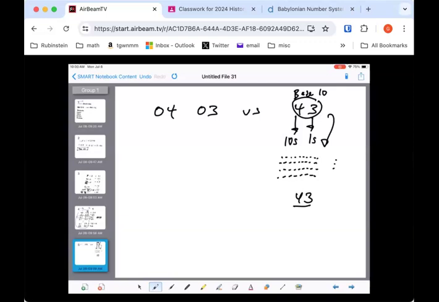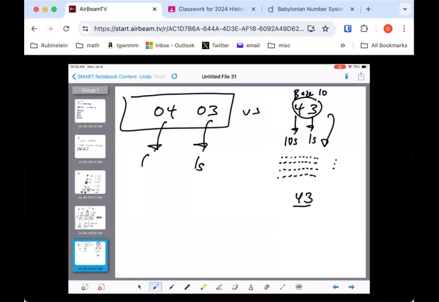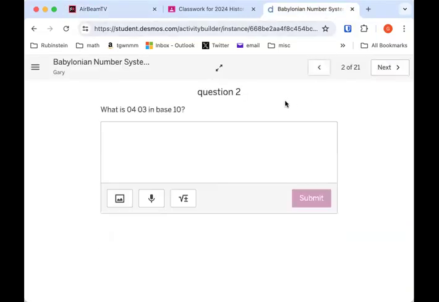But when I write this thing, that is not 43 anymore. Because in base 60, this is still the ones place. So there's 3 ones, but this place is the 60s place. So you can type into question number 2. What do you think? It looks like 04 03, but how many objects is it in our sort of way of thinking about it in base 10? What is that really saying, 04 03?